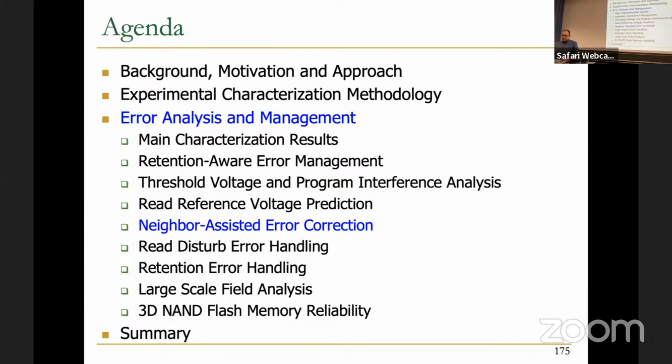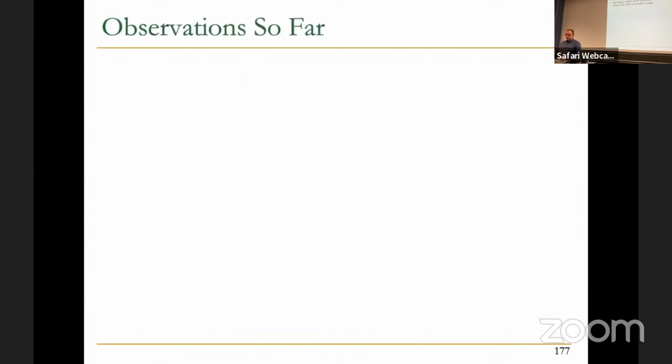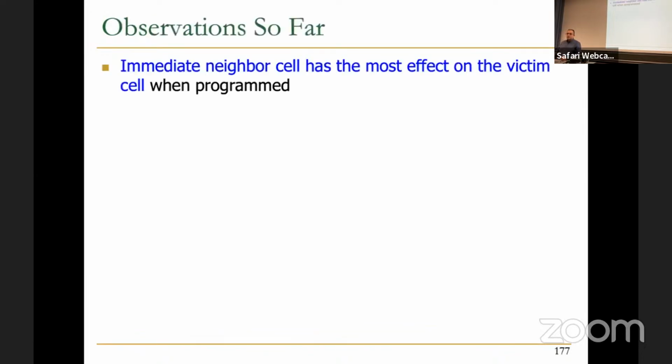Another interesting topic is neighbor-assisted error correction. Essentially, you want to use the data stored in your neighbor cells to correct your errors. This topic is quite exciting to me always. So the goal is that we want to develop a better error correction mechanism for cases where ECC fails to correct a page. These are our observations so far.